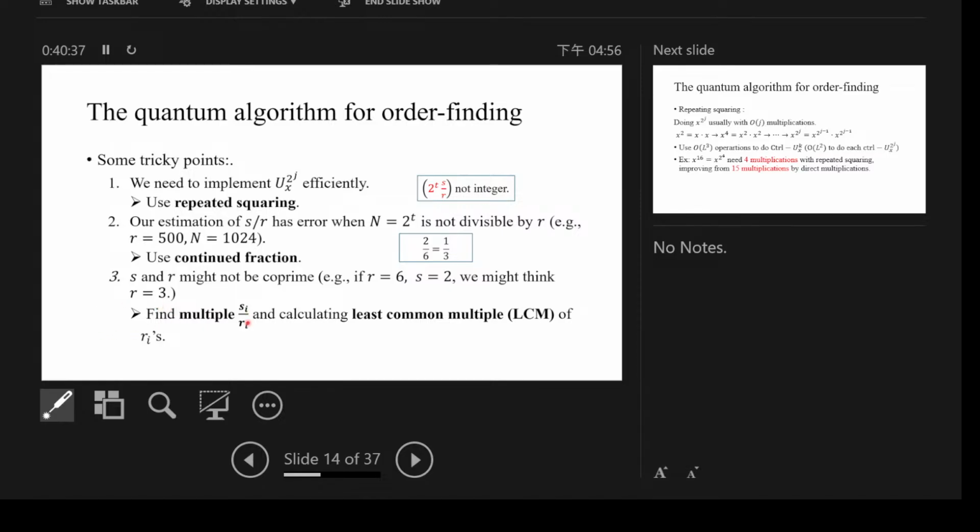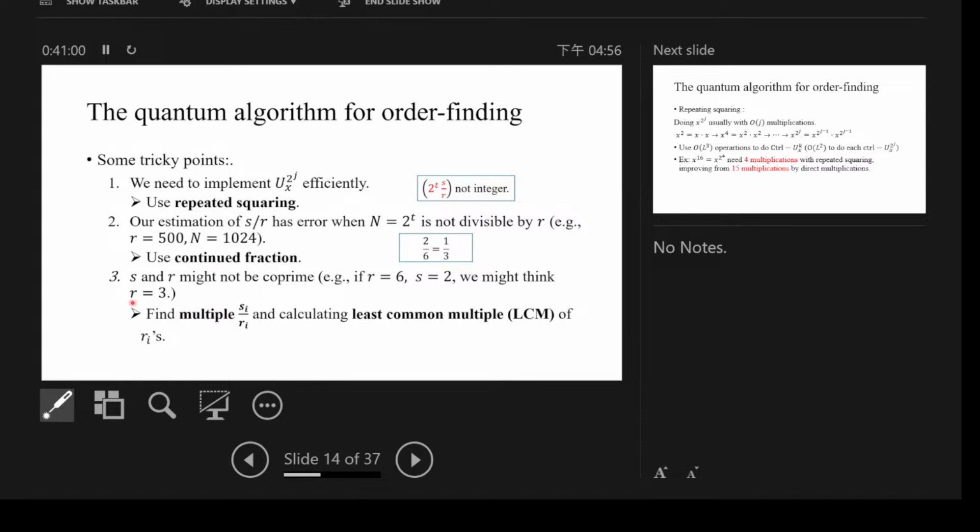Then you can do some number theory and show that with high probability, you don't need to take too many of them. You take a constant number of them, and they will have some constant probability to get the correct r, no matter how big r is. Okay, so that's pretty cool. So that's S and R not coprime.